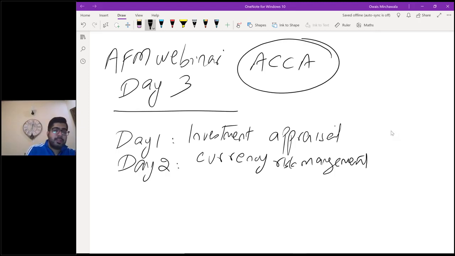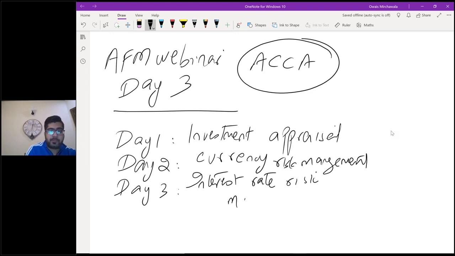And today, as per the schedule, our topic would be interest rate risk management. We will study how to deal with interest rate risk. Like yesterday our objective was how to deal with currency risk, today our objective is to deal with interest rate risk.